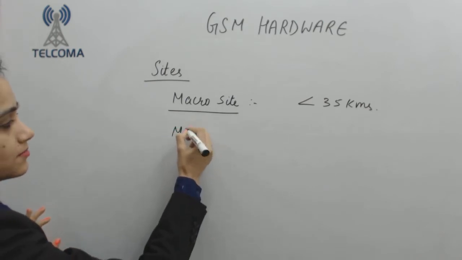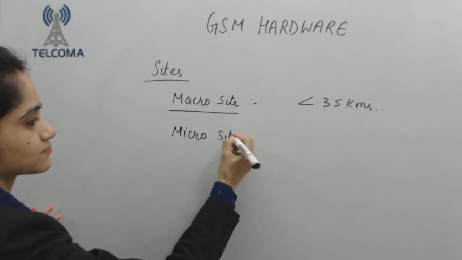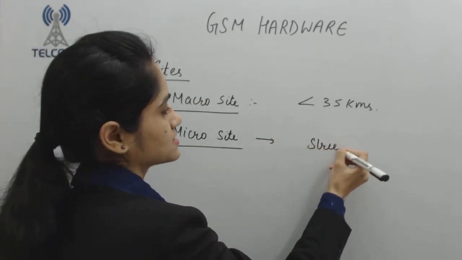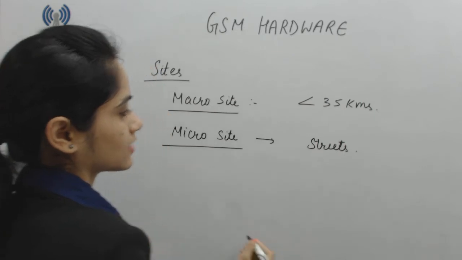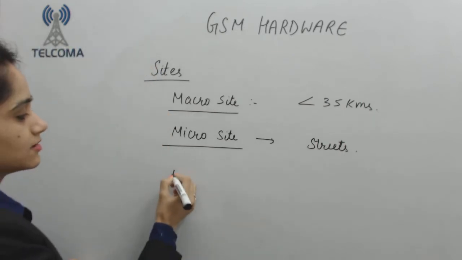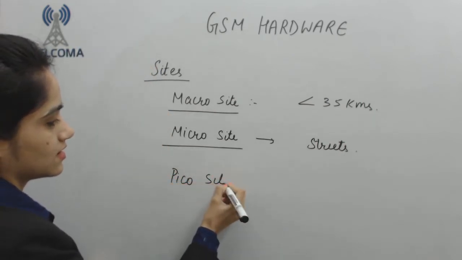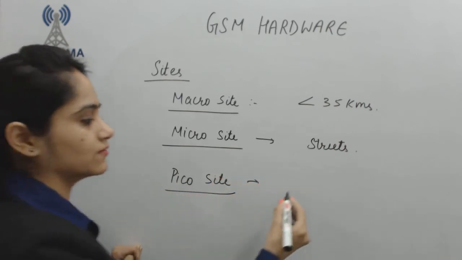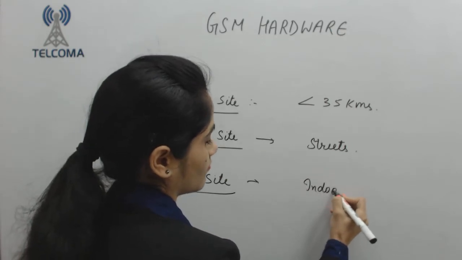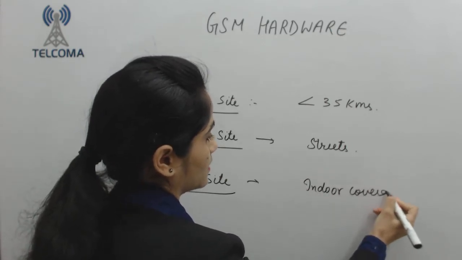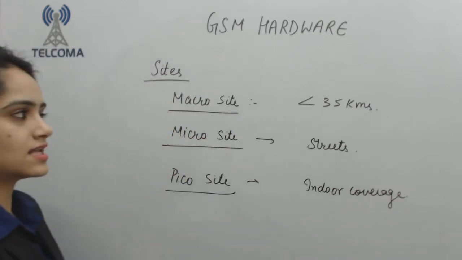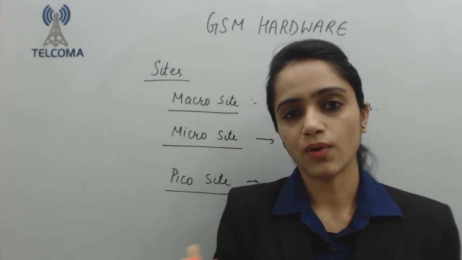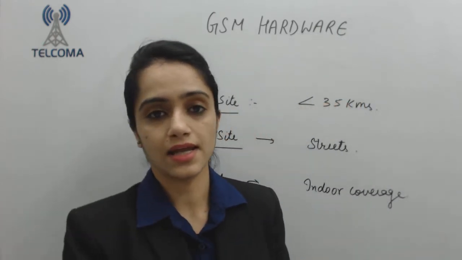Then we have a micro site, and this site has an extended coverage like we have in streets. And then we have a Pico site, and this Pico site has an extended coverage area like we have in indoor coverages. So there are three types of sites: micro, macro and Pico. Now accordingly we require to define the site in particular areas.